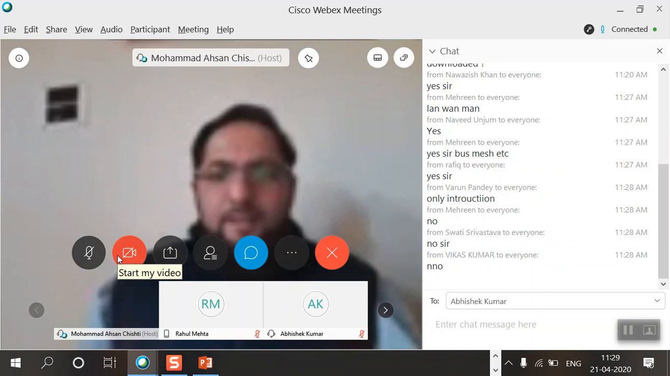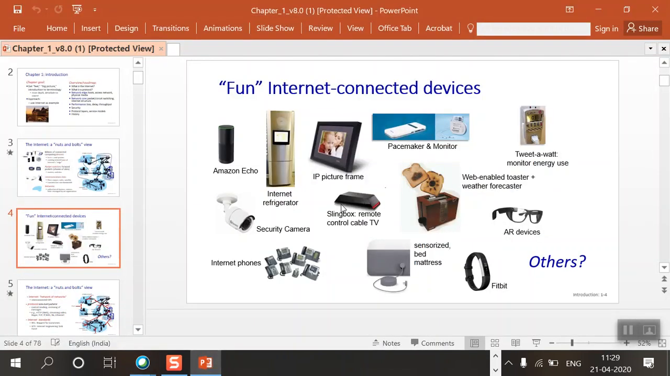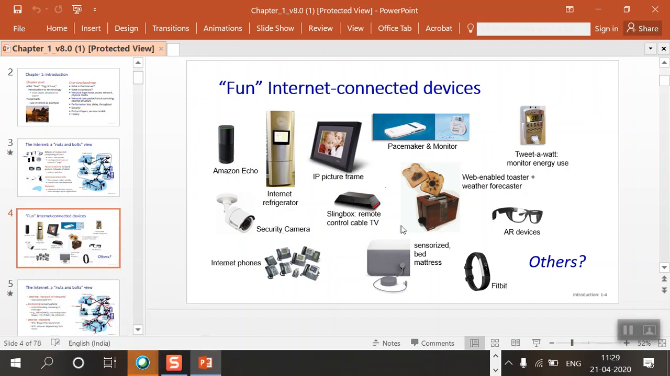Other than that, you can see your slide, which is showing a number of devices. This is the example that I gave you just now, which says connected devices. We have plenty of connected devices, and even your watch, even your specs are smart nowadays. That's why we see that there is a need of understanding what protocols they use, right?